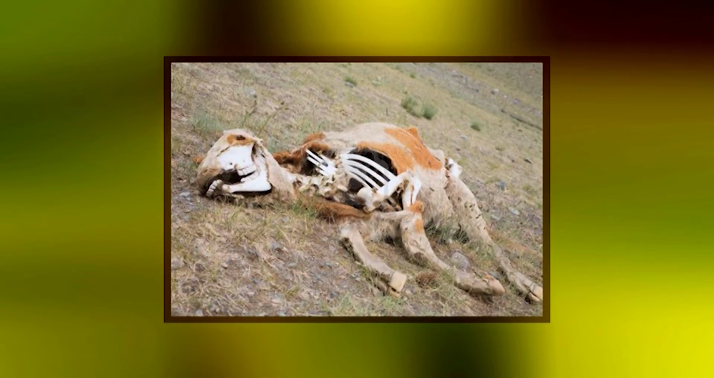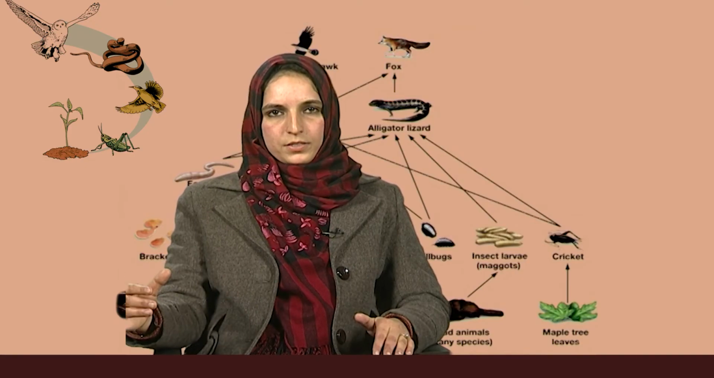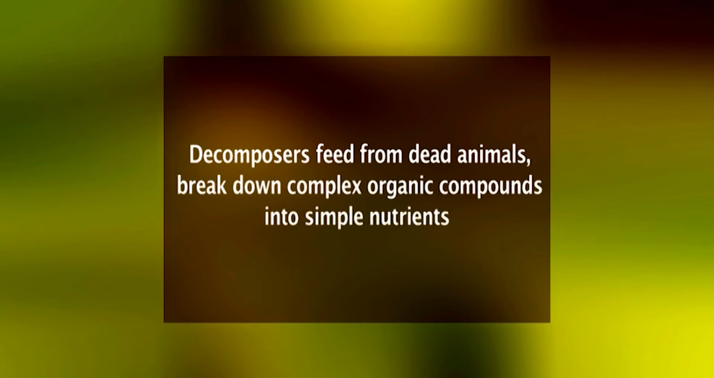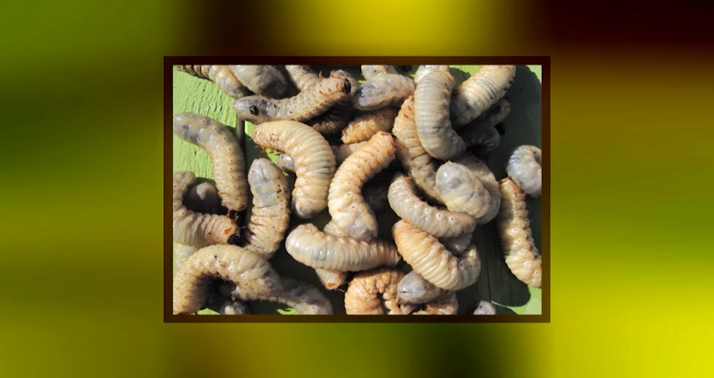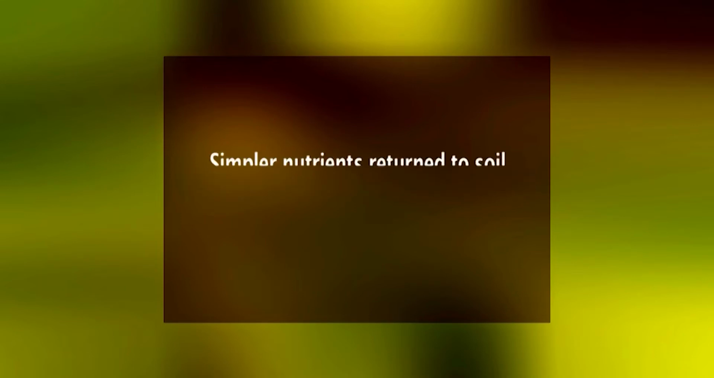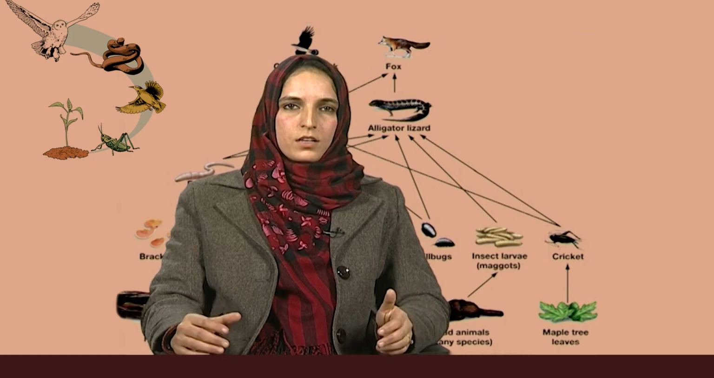It ends with the dead animals that are broken down and used as food or nutrition by bacteria and fungi. As these organisms, referred to as decomposers, feed from the dead animals, they break down the complex organic compounds into simple nutrients. Decomposers play a very important role in this world because they take care of breaking down many dead materials. There are more than 1 lakh different types of decomposer organisms. These simpler nutrients are returned to the soil and can be used again by the plants. The energy transformation chain starts all over again.